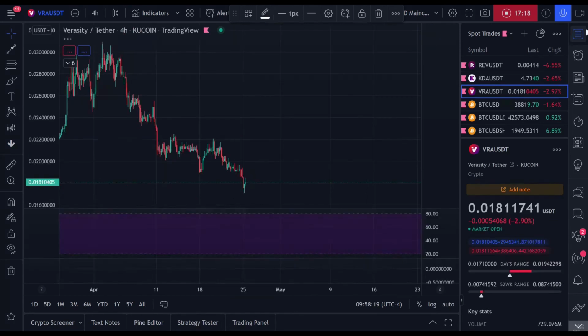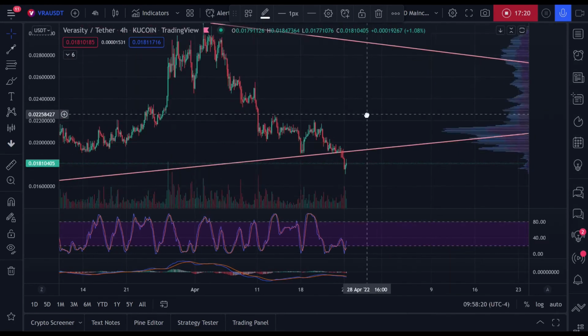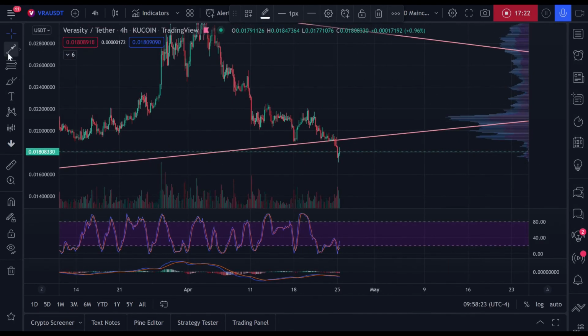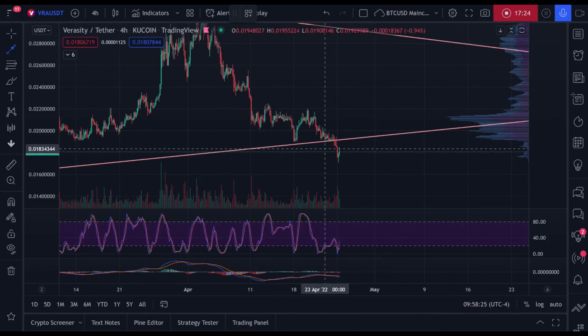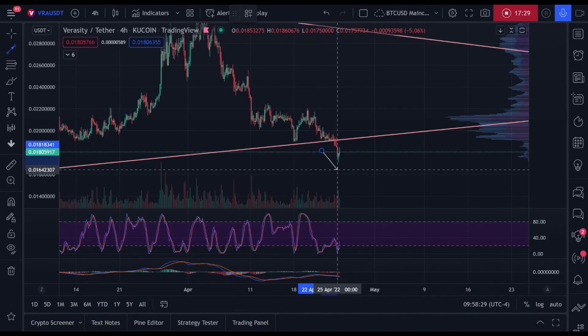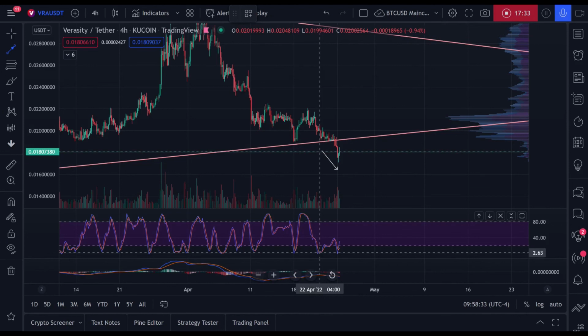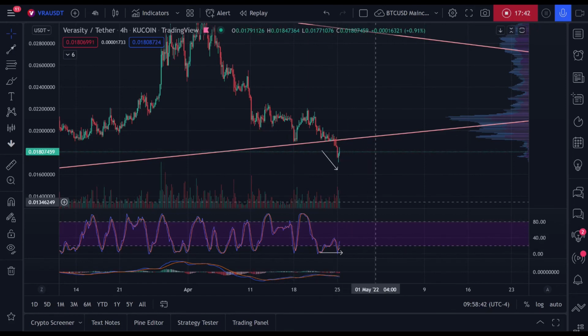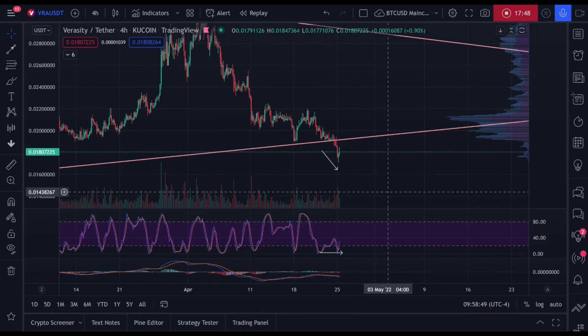And finally, last but not least, Verasity. Very nice, strong cross on the stochastic RSI, confirming strong bullish divergence. Right here, lower low in price action. You don't have as strong a cross as in Kadena, because in Kadena the higher low in the stochastic was very clear. Here you have it pretty much sideways, but that's still strong bullish divergence in Verasity.